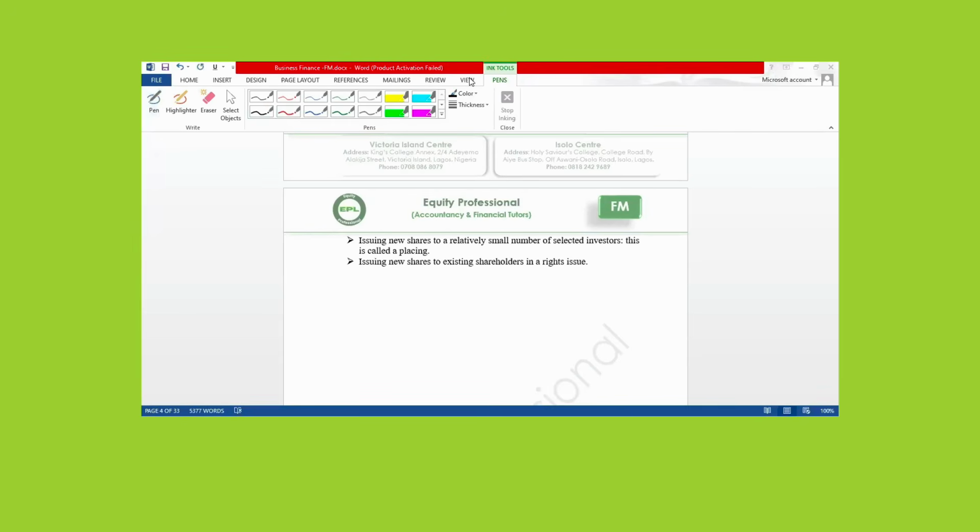You are issuing new shares to a small number of selected investors under private placing. You are not announcing to the general public. A company is issuing new shares, but this is not announced to the general public. The new shares will be placed with an issuing house. The issuing house will now look for selected investors that will buy the shares.